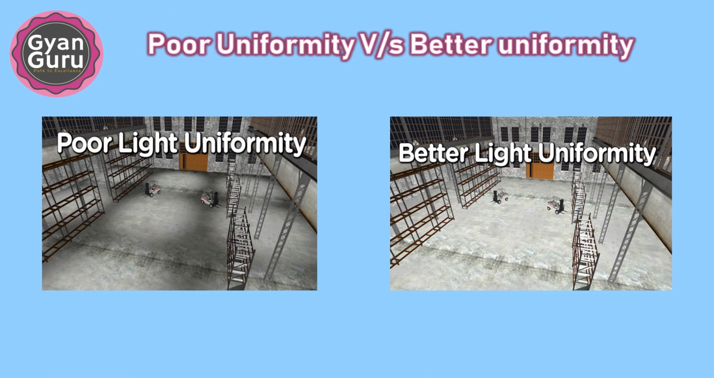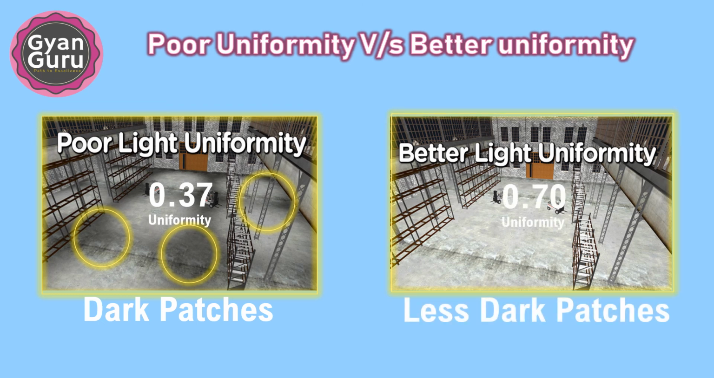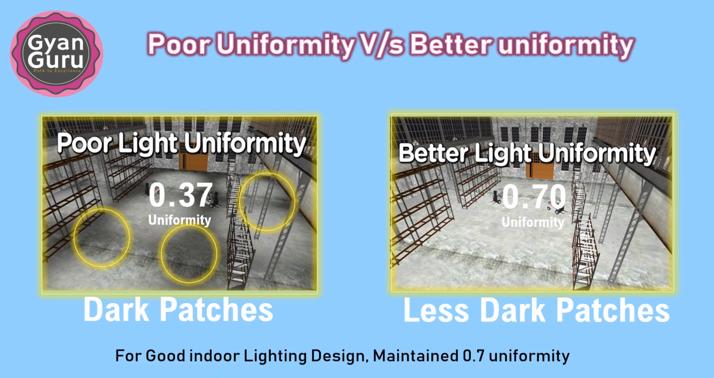Now in the figure, you can see one room has been illuminated with light and achieved a uniformity of 0.37. You can see the multiple dark patches which make the room have more darkness rather than brightness. On the other hand, a room with an improved uniformity of 0.7 has more brightness and fewer dark patches. So it is very important for a good design to have uniformity equal to or more than 0.7 to have uniform brightness over the room area.